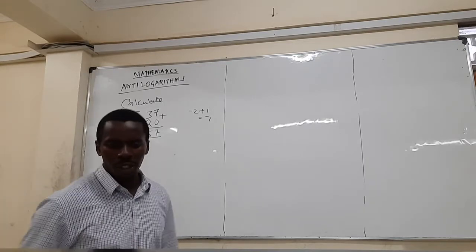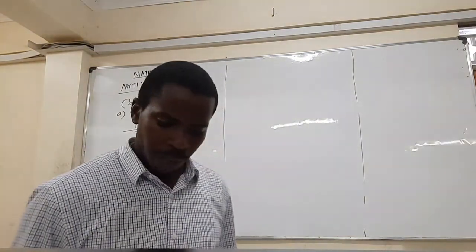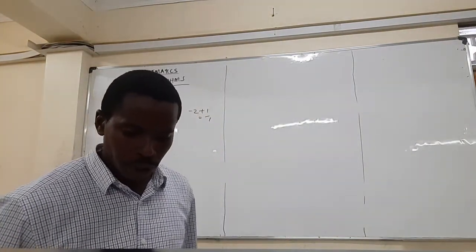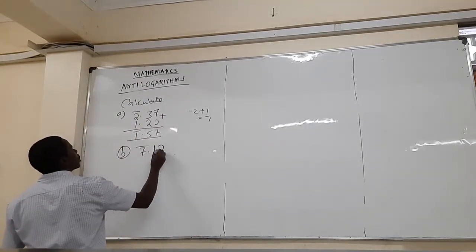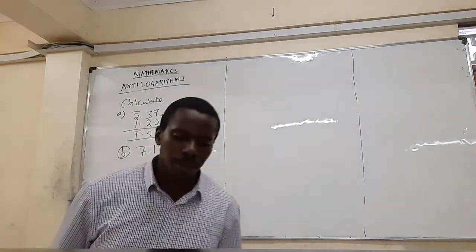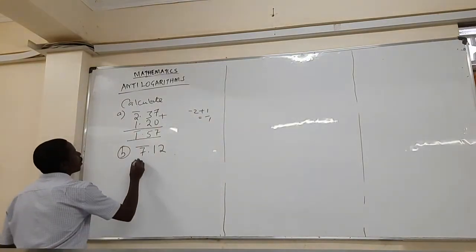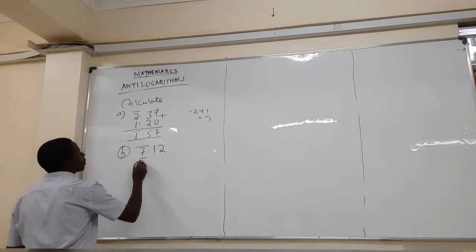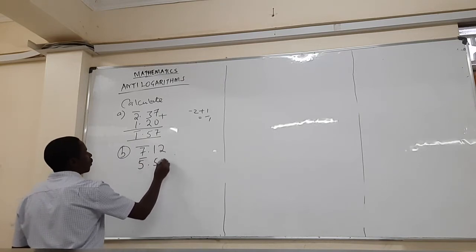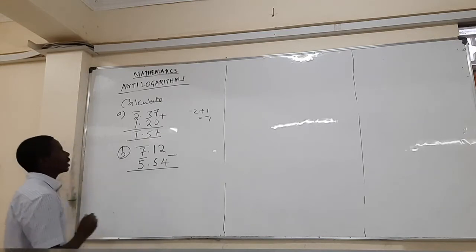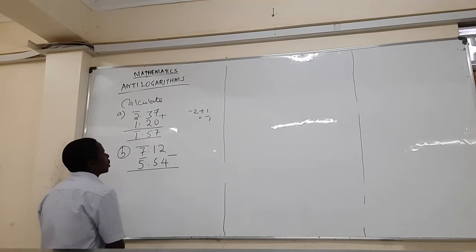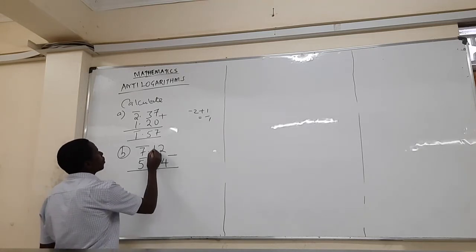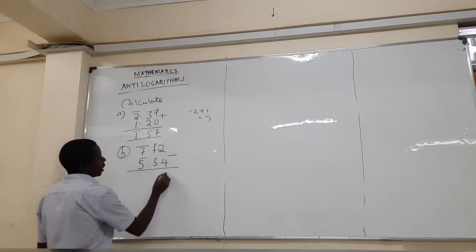Another question. We have bar 7.12. Then we subtract bar 5.54. So we are subtracting. Whenever you're subtracting, of course, you have 2 minus 4. 2 minus 4, of course, you need to borrow 1 from here. The remaining is 0. Then you have 12. 12 minus 4 is 8.